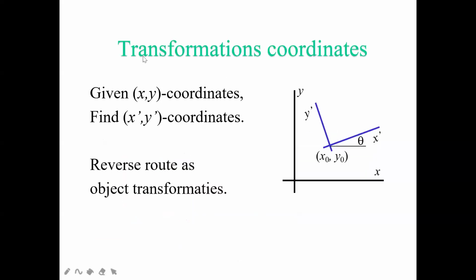Now here you can see the transformation of coordinates. If anything has been given in your x y coordinates, and you have to find out your x dash y dash coordinates, how are you going to do it? Here you have to reverse the process of your object transformation. This is your x-axis, this is your y-axis. If I keep the object in the same straight line, that will be my x-axis, this line you can see here. But what happened here? It has been tilted.